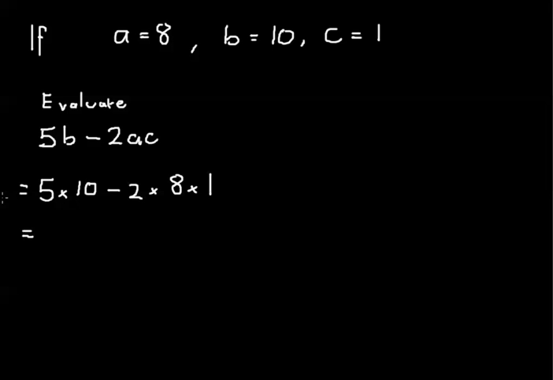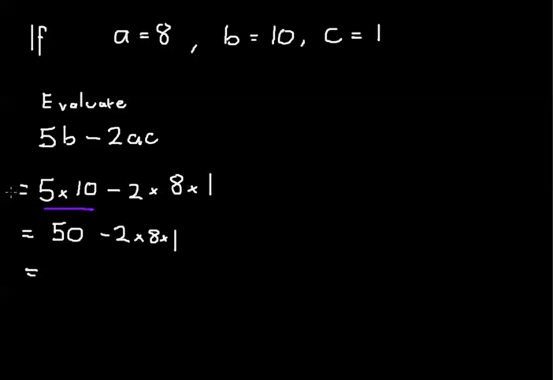So again, here you want to follow your BEDMAS rules. You want to do your multiplication before your subtraction here. So we just work from left to right. So we've got 5 times 10, which is equal to 50, minus 2 times 8 times 1.